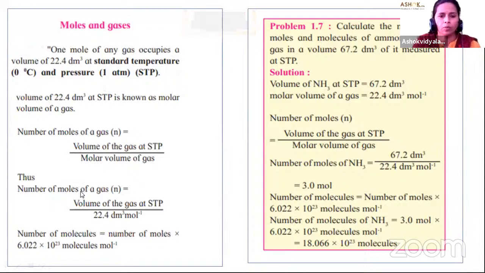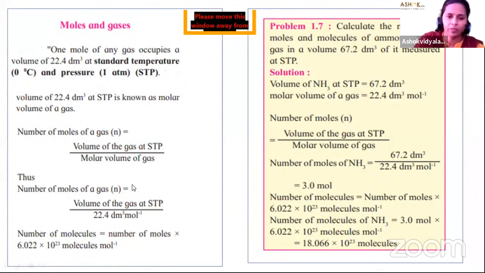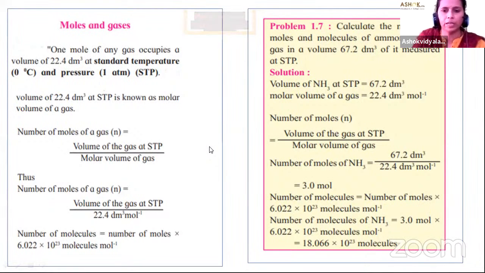So that gives the number of moles of gas. The volume of the gas will be given to you, and we know the molar volume. What is the molar volume? 22.4 dm cube. From the given volume of gas, you can calculate the number of moles. Only one piece of information you need to know, the volume of the gas. Then you simply divide it by 22.4 and you get the number of moles. Now we will solve further problems based on this.